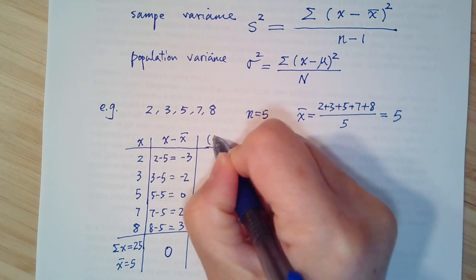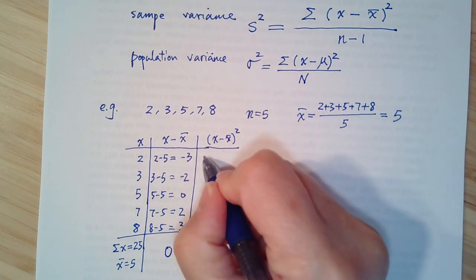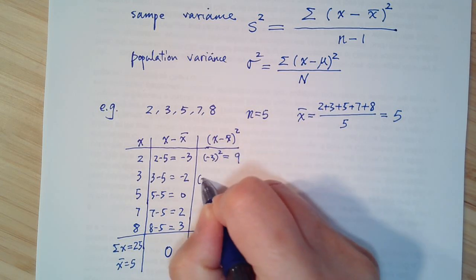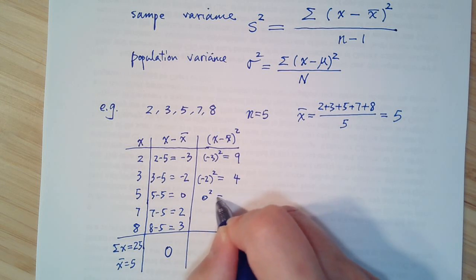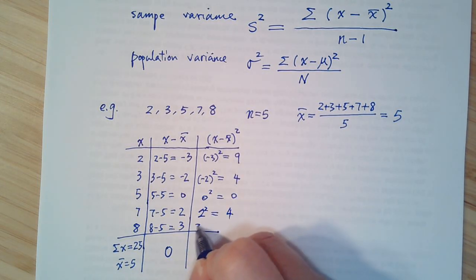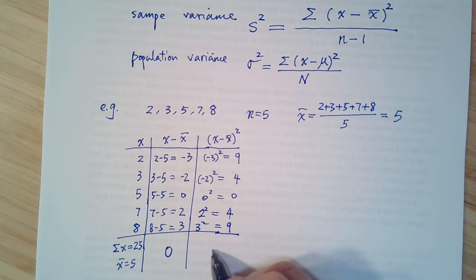All right, now the next column is x minus x bar squared, which is negative 3 squared, so that is 9, and negative 2 squared, which is 4, and 0 squared is 0, 2 squared is 4, and 3 squared is 9. So you add them up, you get 26. Okay, so 9 plus 4 is 13, and there's another 13.